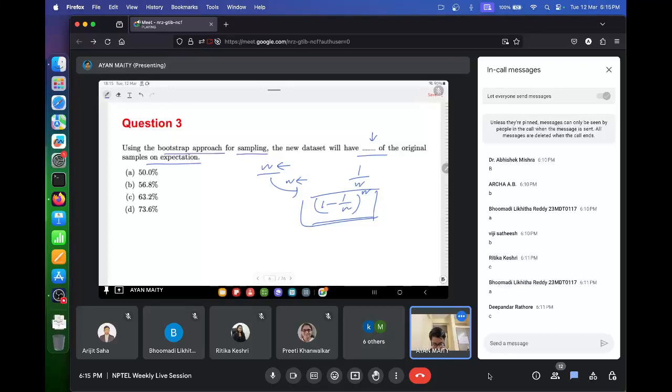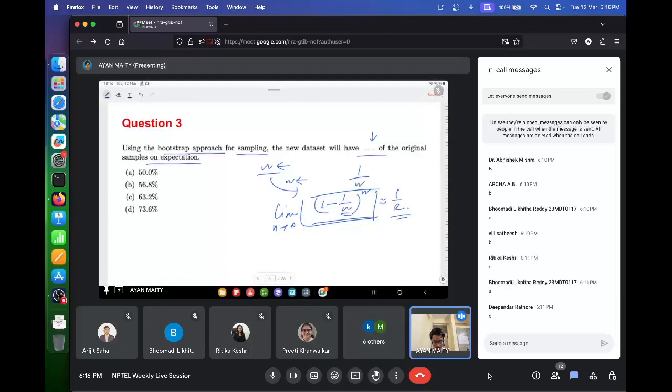If this n is very large, we can take the limit as n tends to infinity, and this will come to approximately 1 by e. This is from the definition of e with respect to the limit. So 1 by e is the probability that a certain data point will not be picked.